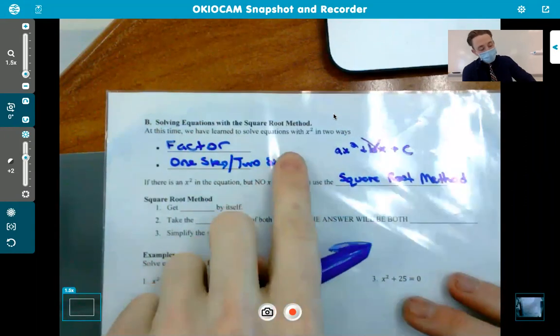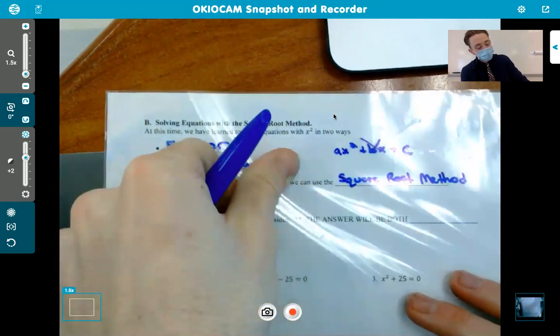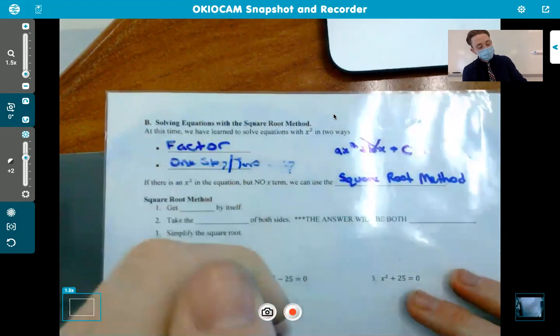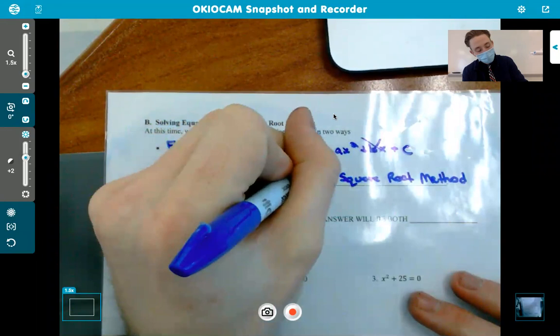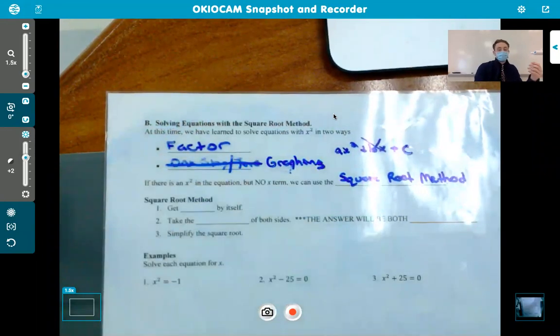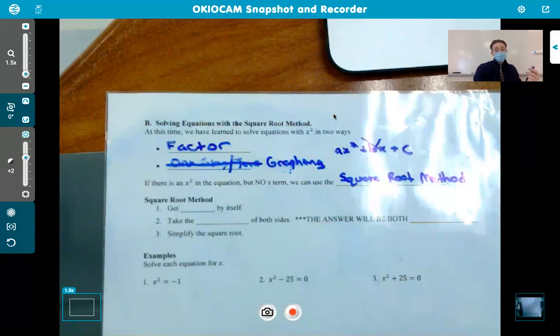This should actually say, so sorry, this should say by graphing. My apologies. So we've been able to factor, we've been able to graph. That's how we saw before. X squared in the equation, but no x term, we use what's called the square root method. Okay, so that note there is just allowing you to say, okay, well, what's a situation when I would use this new method? If I see an equation where I have 2 terms, there's no x term, this is when I use this method.